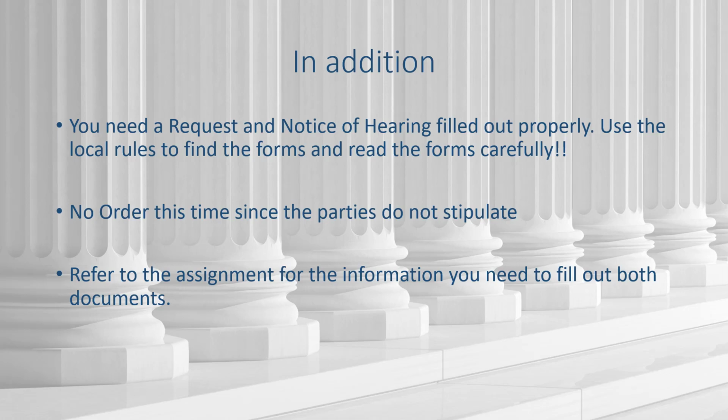There's no order this time since the parties do not stipulate, so that's where the notice and request come in. Refer to the assignment for the information you need to fill out both documents. When you pull up a notice and request, it's asking you to fill in certain information. That information is on the assignment for this week. If you find a form and the information I gave you doesn't fit into that form, you have the wrong form. If you're searching through OneSource, you're more than likely going to pull up the civil forms. Those come up automatically, and students use those, and they're the wrong ones. So make sure they are criminal forms and fill them in correctly.